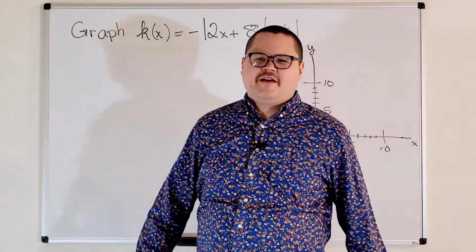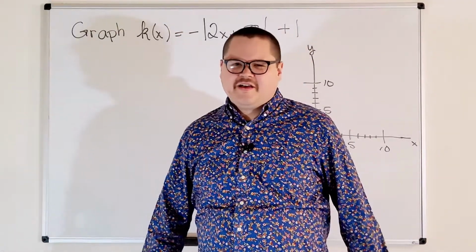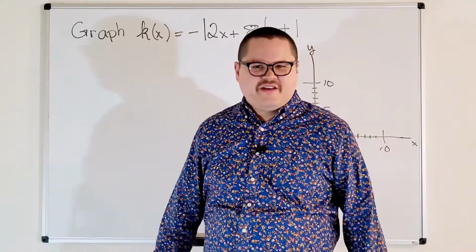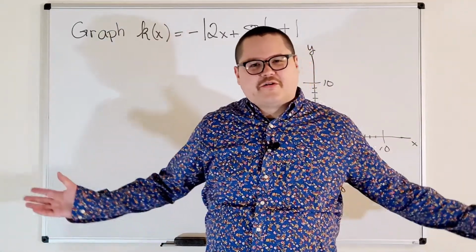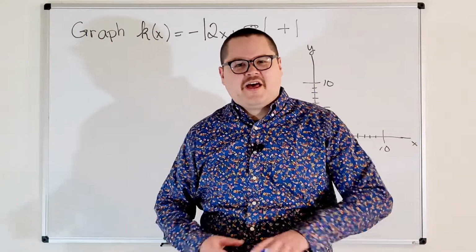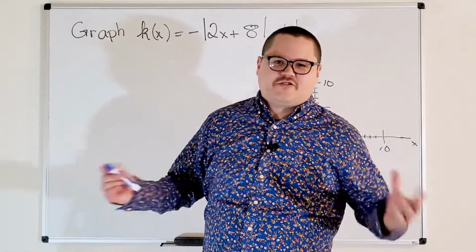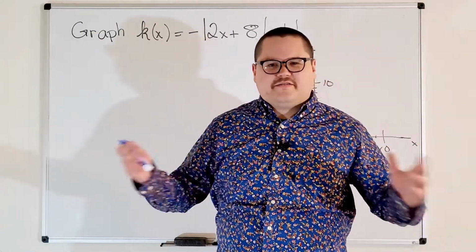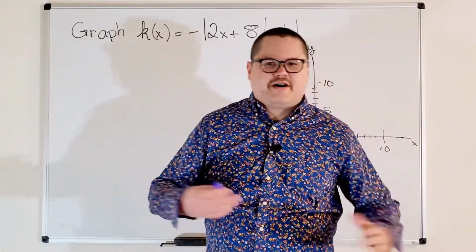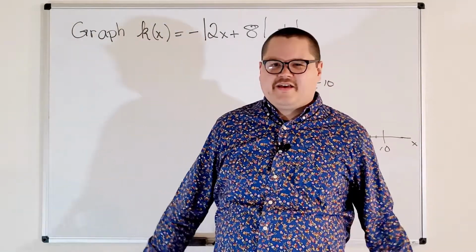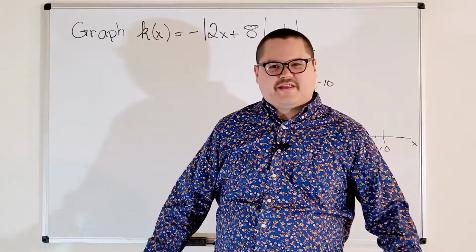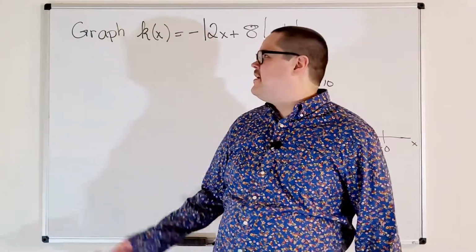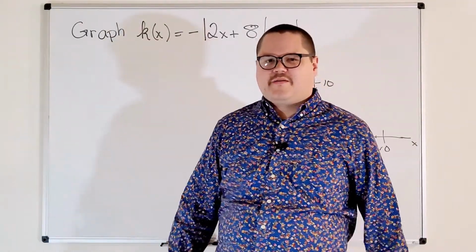Now, you might be asking yourself, can we combine multiple transformations in the same problem? I mean, we've learned about horizontal compressions, reflections over the x and y axes, and horizontal and vertical translations: up, down, left, right. Can we do all of this together? Well, you bet your bottom dollar we can. And I'll show you with this problem here.